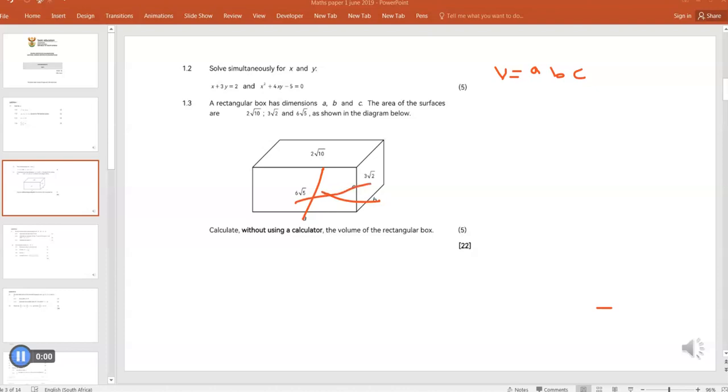So to find the volume, why is it 5 marks? Because the volume will be the multiplication, without the calculator. But are they going to mark us for the calculator? That won't be necessary. Let's do them and see why they're saying it's 5 marks. I don't understand why it's 5 marks, because the volume will be the multiplication of the three together. So it will be 2 root 10 times 3 root 2 times the other one, which will be 6 root 5. So now let's multiply them.